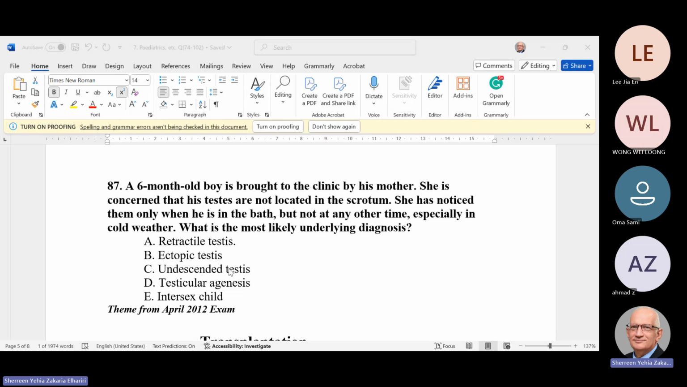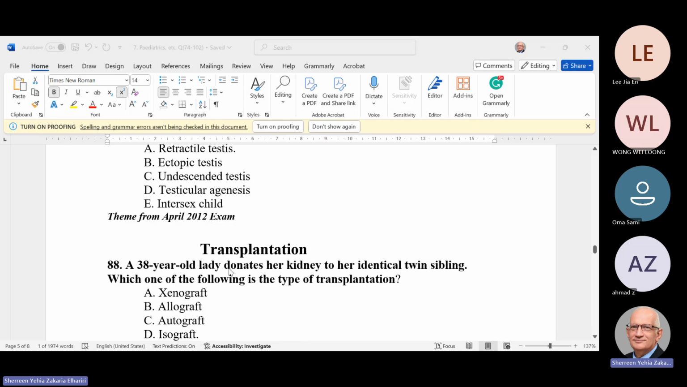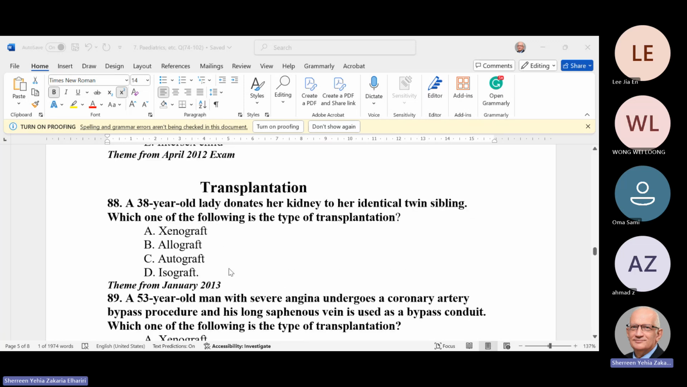After that, we have many questions about transplantation. This question is easy because, you know, in the exam we have a lot of questions. Some are very, very easy and straightforward, some difficult. Most of the surgery, anatomy, and pathology questions are straightforward and easy.